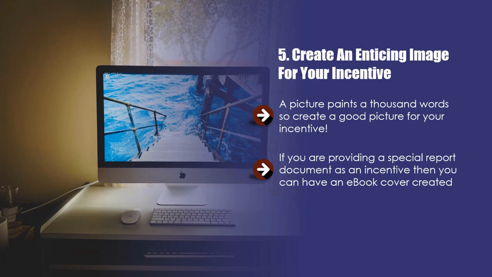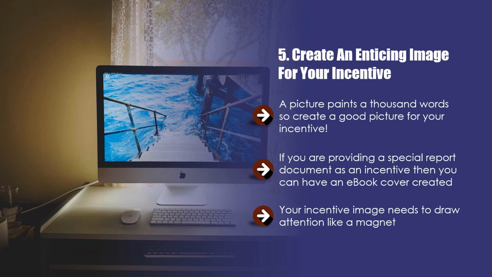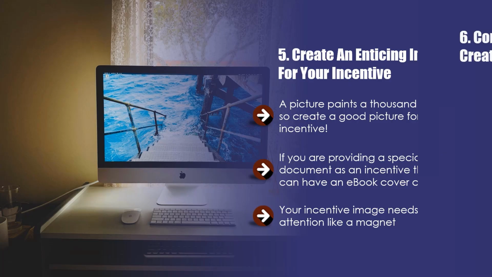If you are providing a special report document as an incentive, then you can have an ebook cover created. For a video, you need an image that represents a video that will appeal. The type of image that you create needs to be relevant to the incentive you are offering. Your incentive image needs to draw attention like a magnet. Imagine you are going into a bookshop and you see a striking cover. Apply this principle to your incentive image. It needs to stand out on your squeeze page, and you can use it elsewhere, and say to your visitors, you really need this.